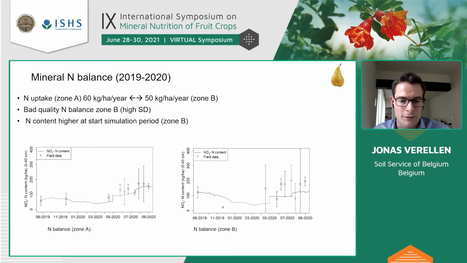As you can see in both graphs, the quality of the nitrogen balance is a lot worse for zone B as compared to zone A, but this has been caused by the high standard deviation of the field data, which makes it hard to achieve a good fit between observations and simulations. For zone A, the quality of the nitrogen balance is rather good. As you can see, the simulations follow the trend of the field data quite well. And it must also be mentioned that the nitrogen content was higher at the start of the simulation period for zone B as compared to zone A.